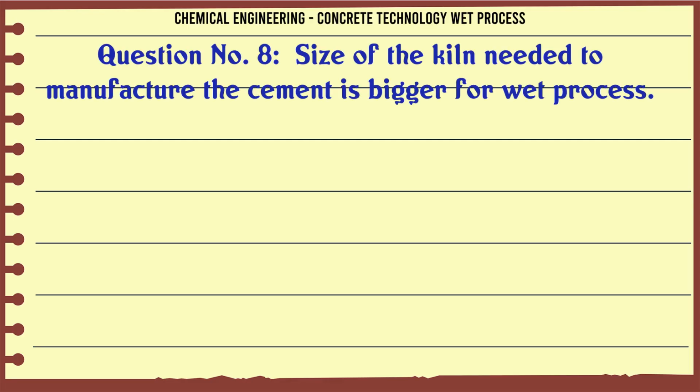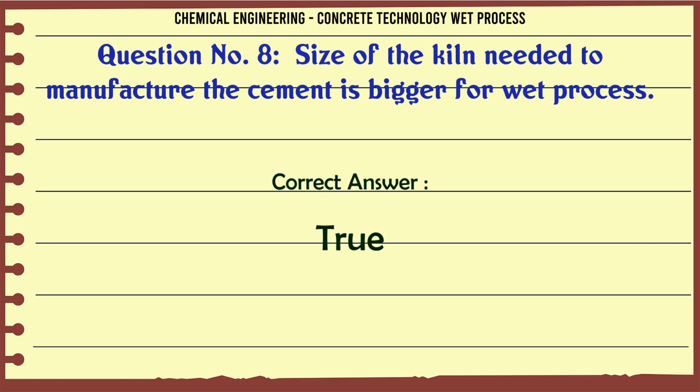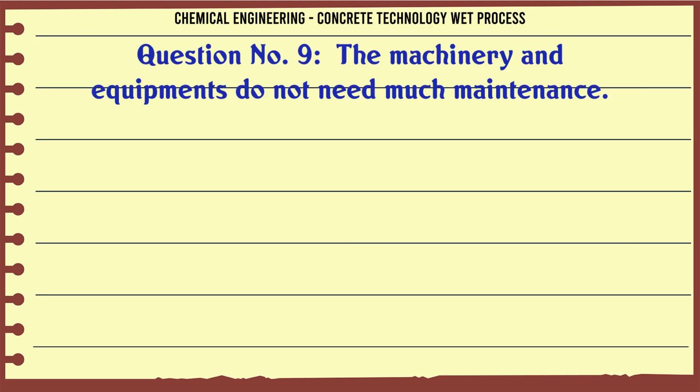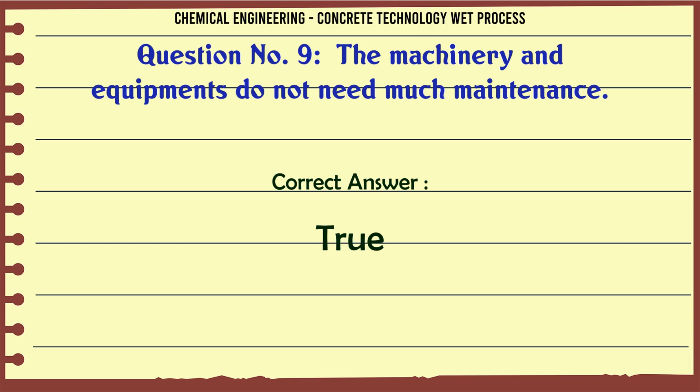Size of the kiln needed to manufacture the cement is bigger for wet process. A. True, B. false. The correct answer is true. The machinery and equipments do not need much maintenance. A. True, B. false. The correct answer is true.